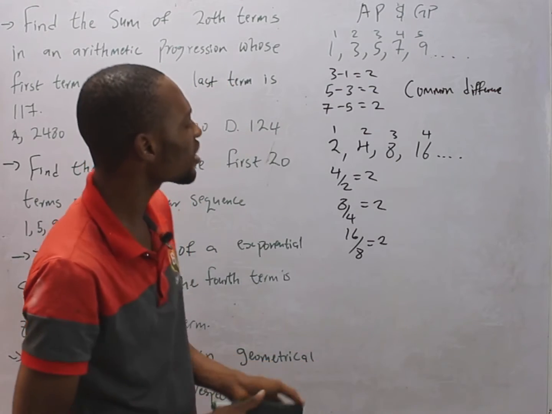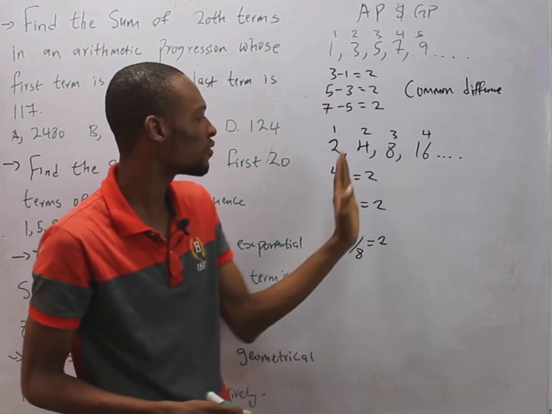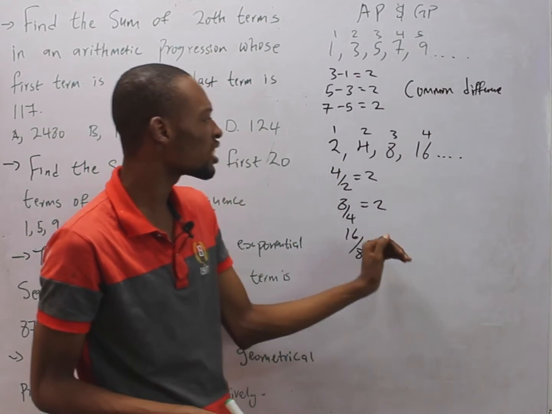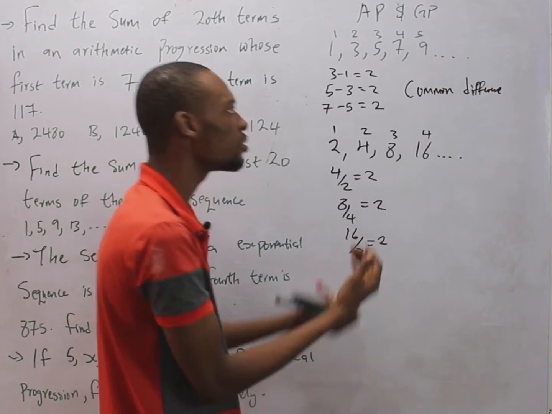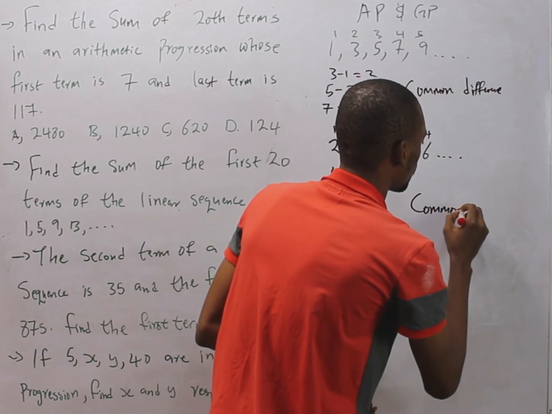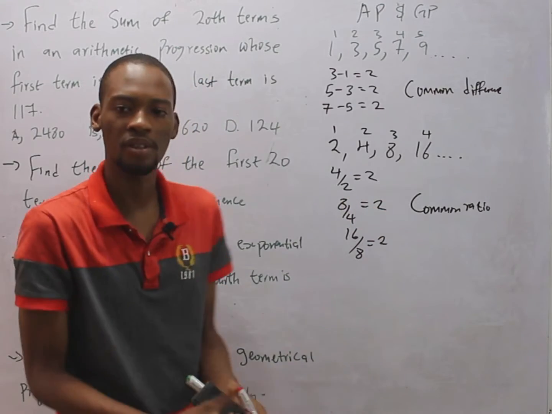This means the second term over the first term is equal to the third term over the second term, which is the same thing as the fourth term over the third term, and so on. In this case, we say the common ratio is 2. Common ratio. This is a geometric progression.